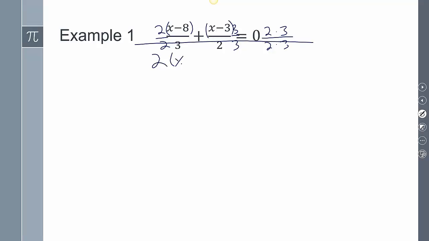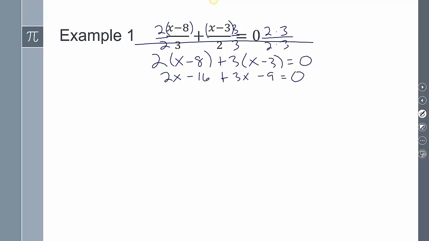And so now I have 2 times x minus 8 plus 3 times x minus 3. That's going to equal 0. Now I need to distribute that 2, and I need to distribute that 3. And then combine like terms, solve for the variable. So I get 5x minus 25 equals 0. And when you solve it, you're going to get x equals 5.